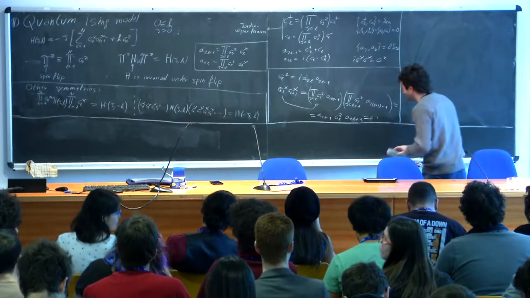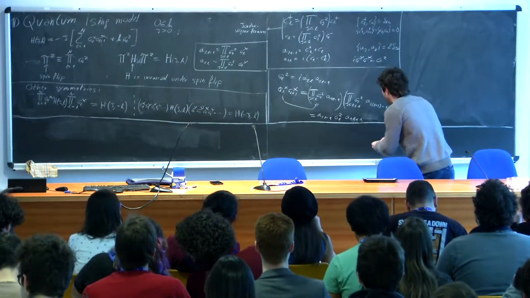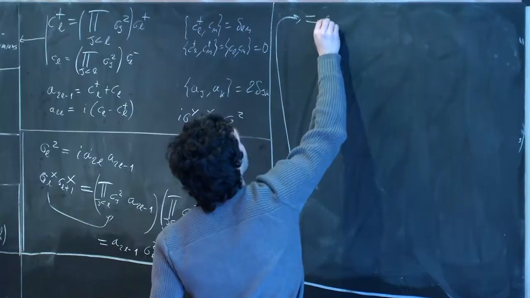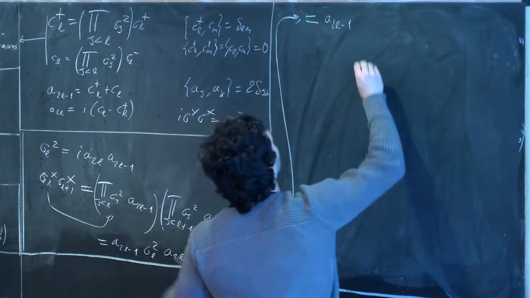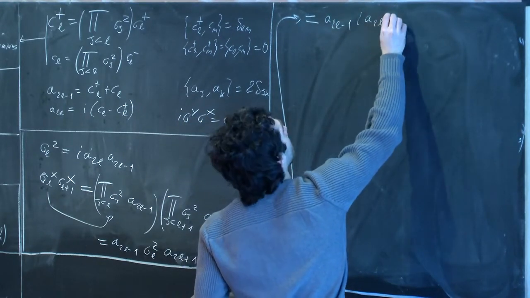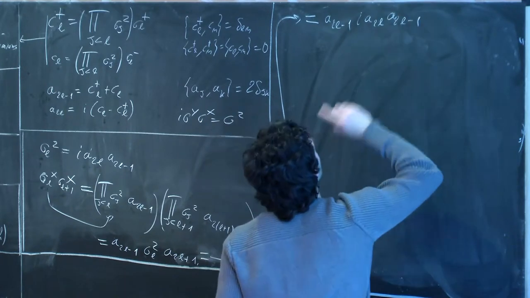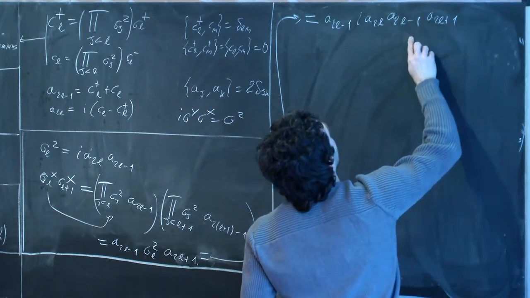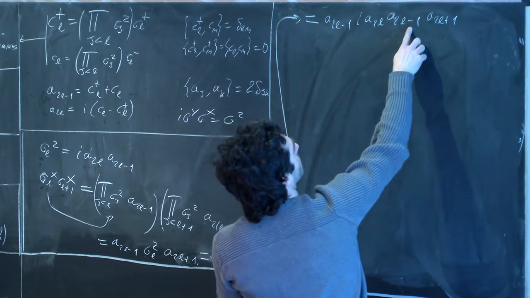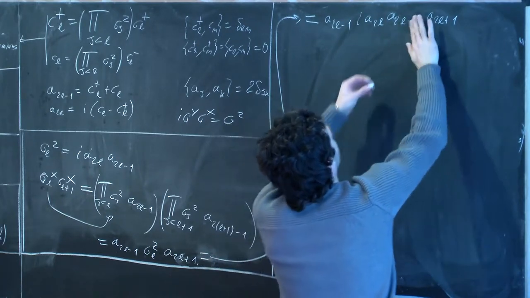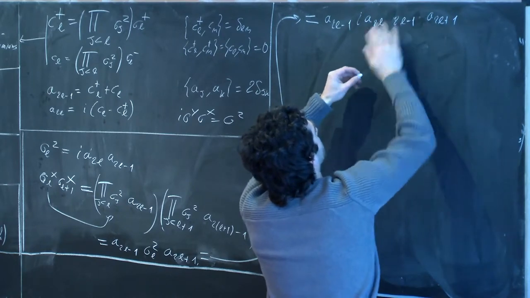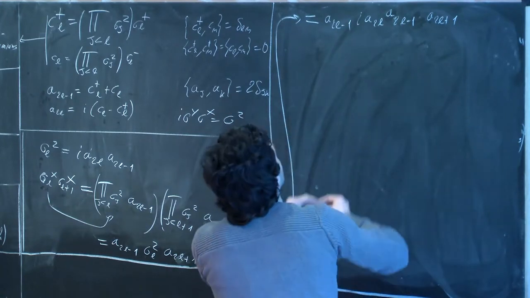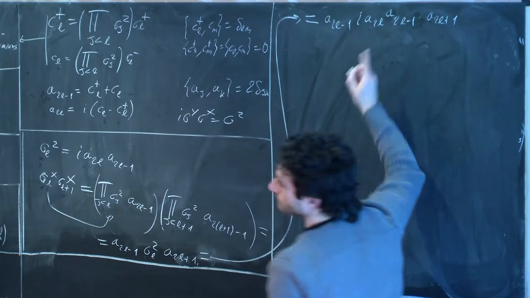So this is equal to, let's continue here, A to L minus 1, i A to L, A to L minus 1. Then here you have A to L plus 1. What is this minus 1? Ah, 2L minus 1 it is. It's the subscript of it. And this is an i. So we have this expression.